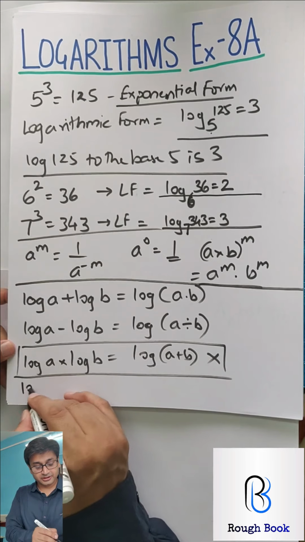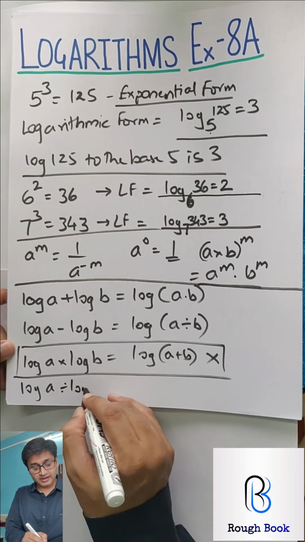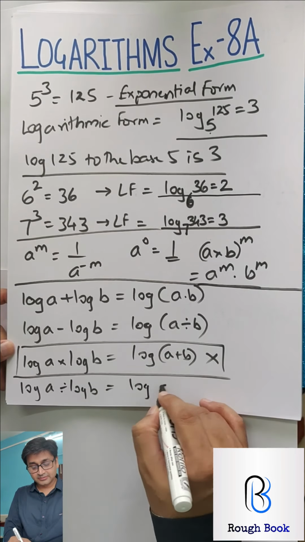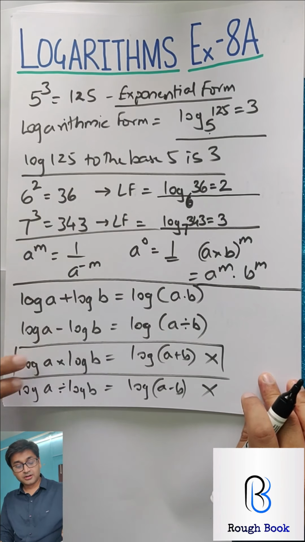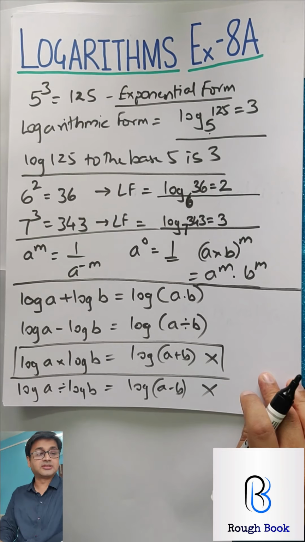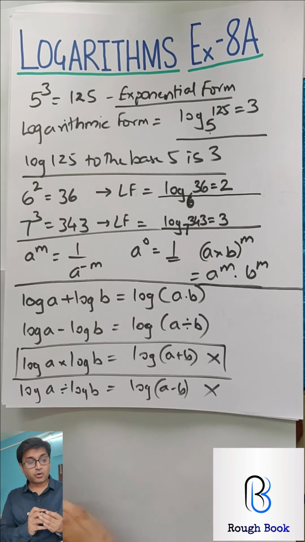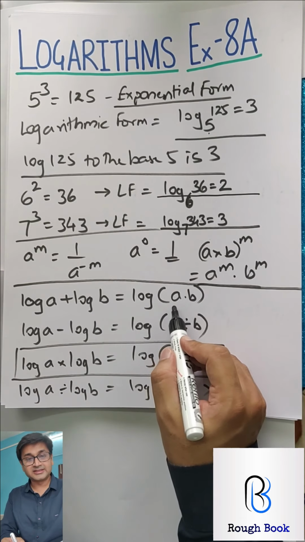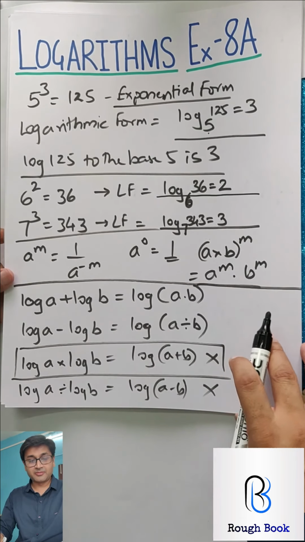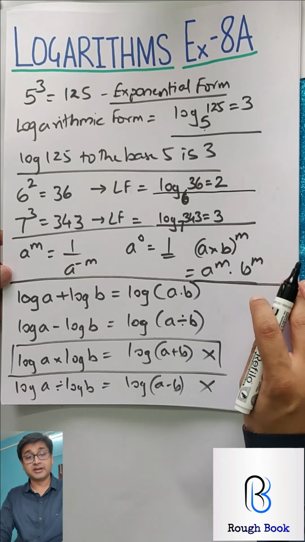Remember that, I repeat it. Log a divided by log b doesn't become this. This is wrong. Only this can happen. Reverse doesn't happen. That's the rule of logarithm. So what you can do is, only when you see a plus sign, you can pull log common and say multiplication. When you see a minus sign, you can pull log common and say division.